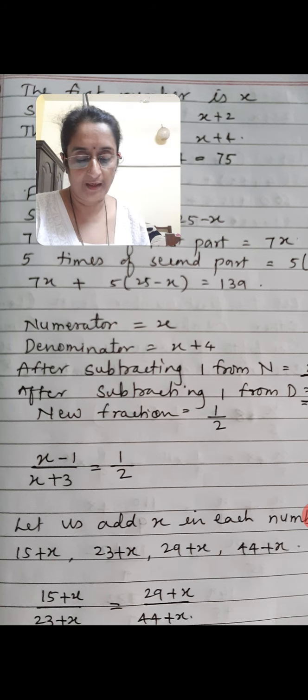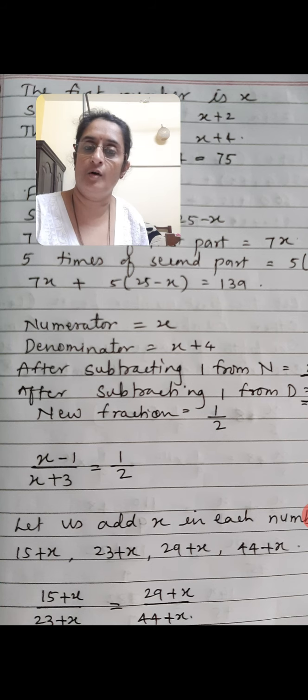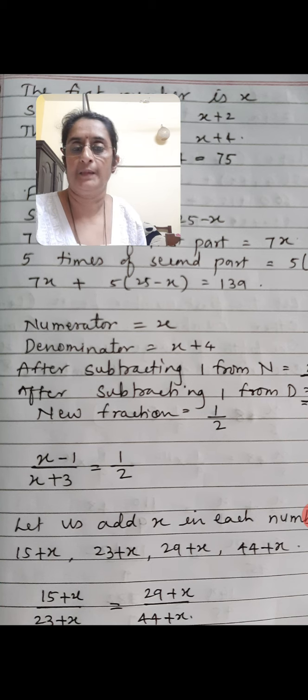The denominator of a fraction is 4 more than its numerator. On subtracting 1 from each numerator and denominator, the fraction becomes 1 upon 2. Find the original fraction. So how do you write a fraction? In the form of numerator and denominator. What is told? The denominator is 4 more than the numerator.